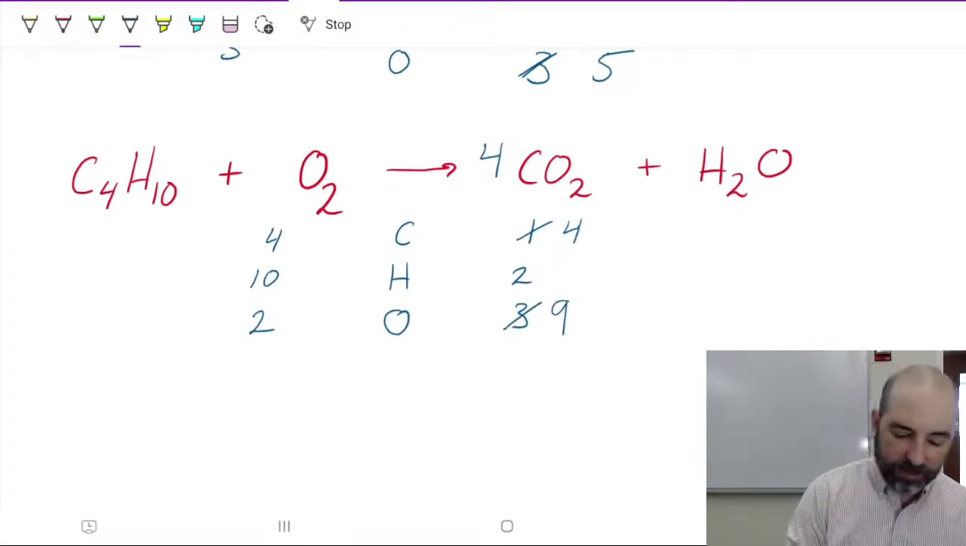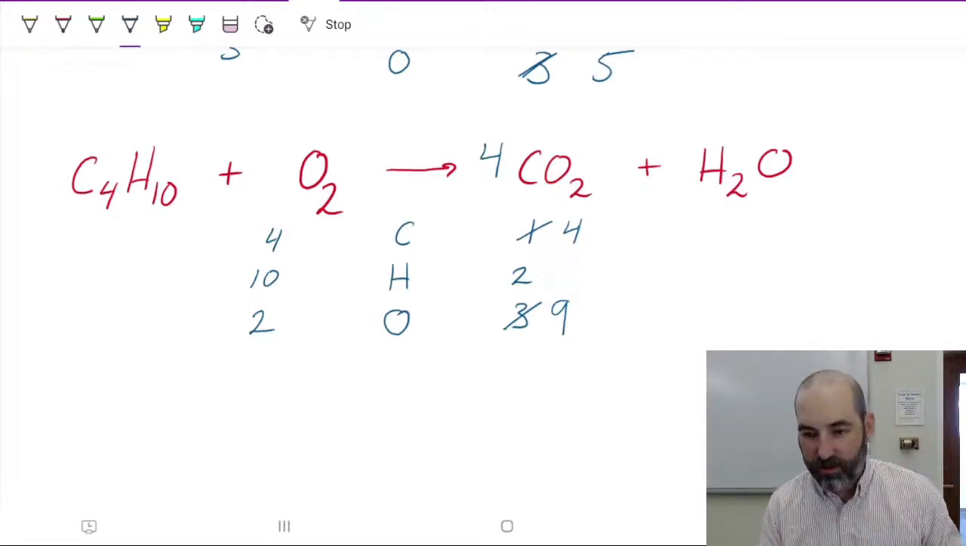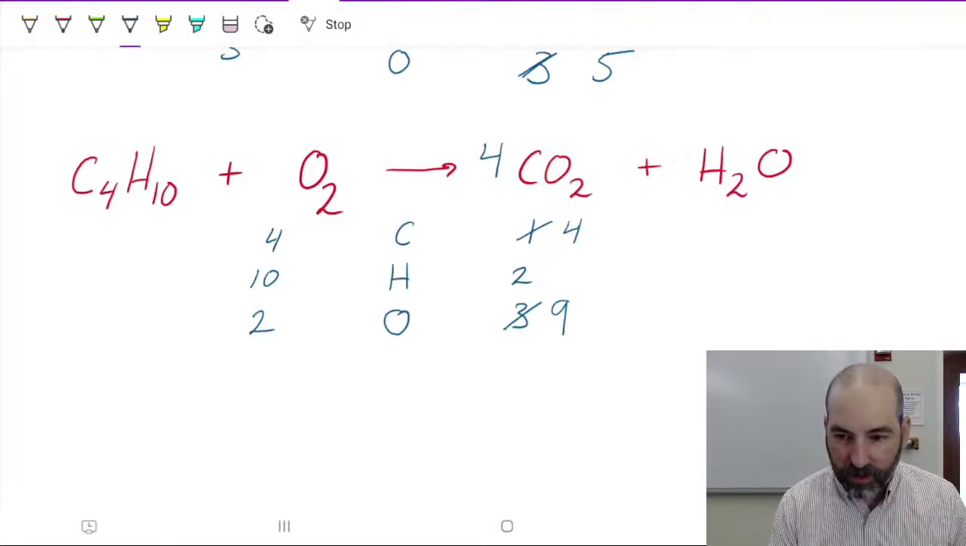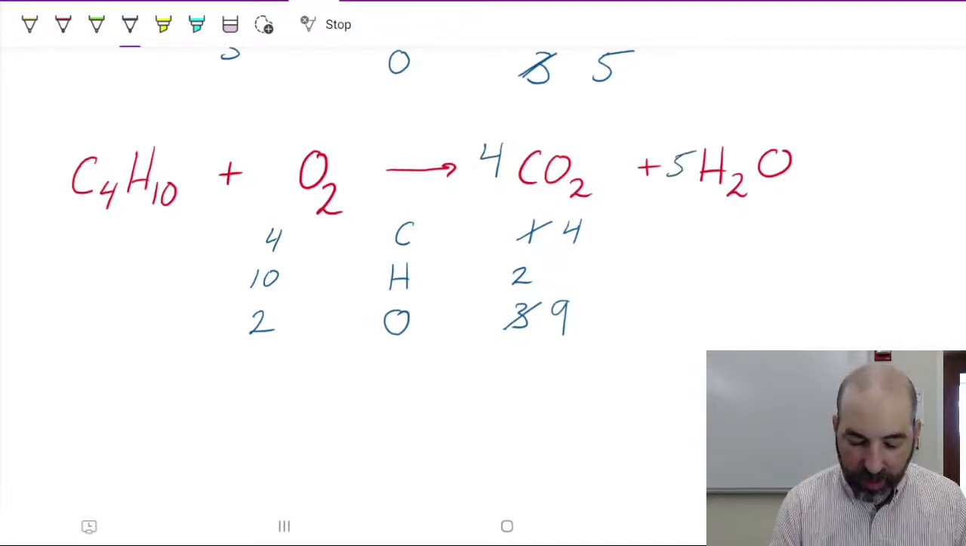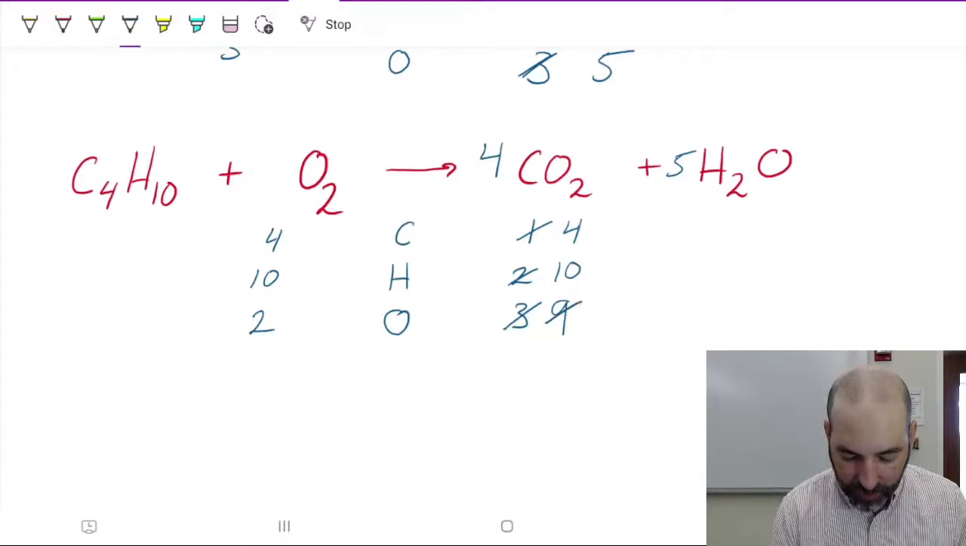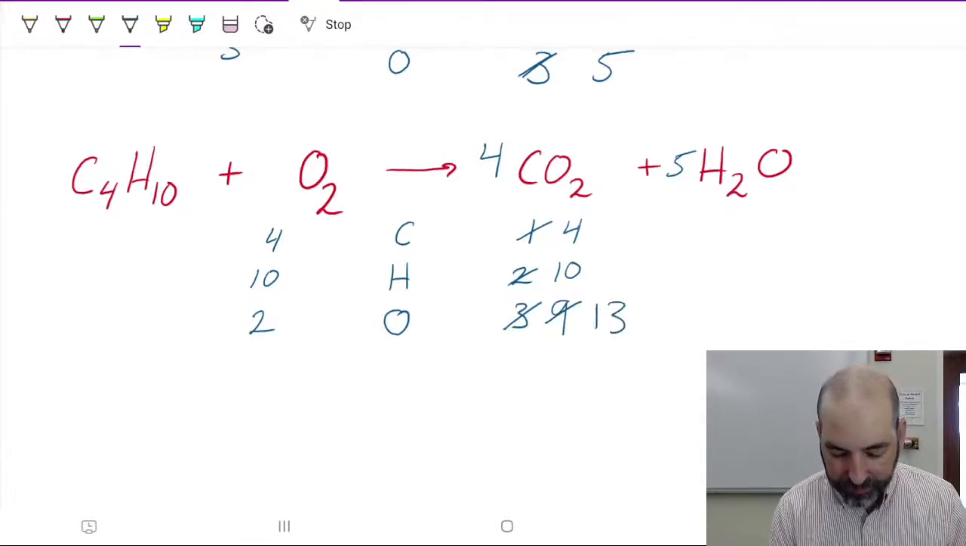All right, let's do the hydrogen. We've got 10 on the left, 2 on the right. So what number do we want to put here in front of the H2O to make sure we get 10 hydrogens? 5. Okay, good. And again, we're going to update our numbers. So we now have 10 on the right, and our oxygens are now 8 plus 5 is 13.